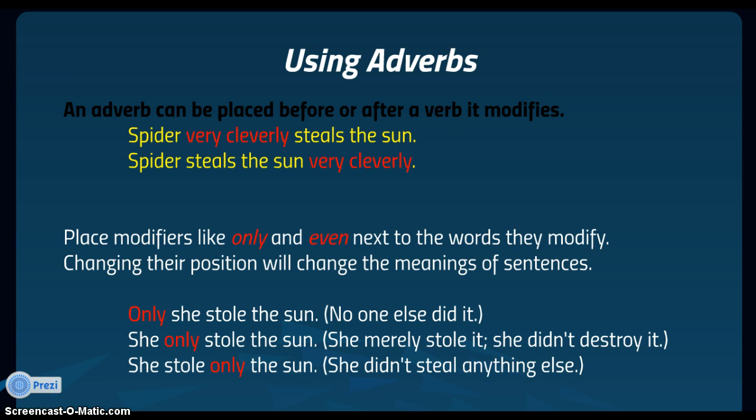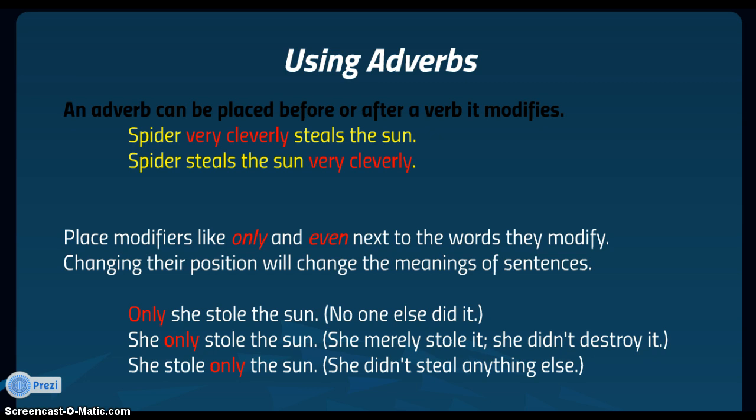So let's take the very same sentence, and all we're going to do is change the modifier only, the adverb. Only she stole the sun. That means no one else did it. She did it by herself. She only stole the sun. Now, that doesn't mean that she destroyed the sun. She only stole it. So it changes the meaning quite a bit. She stole only the sun. She didn't steal anything else, so maybe we need to lighten up on Spider, because all she stole was the sun.